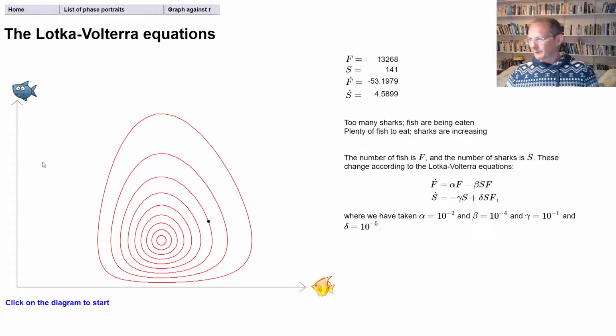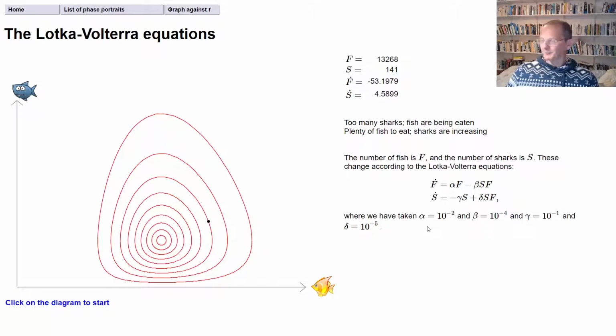In this video we're going to explain the Lotka-Volterra equations. The idea here was, we've got some lagoon or something, and there's some fish in it and some sharks. The number of fish is going to be called capital F, and the number of sharks is going to be called capital S. And these are going to change over time according to these equations, the Lotka-Volterra equations. They depend on some parameters, alpha, beta, gamma, delta.